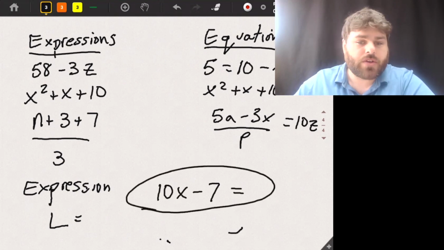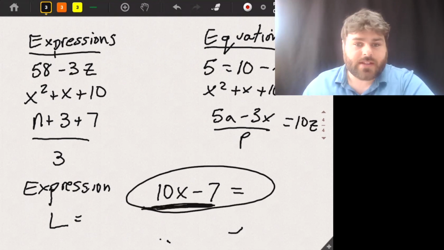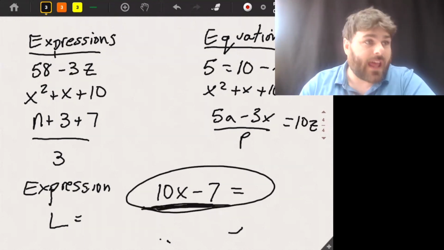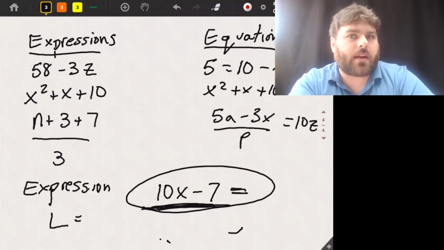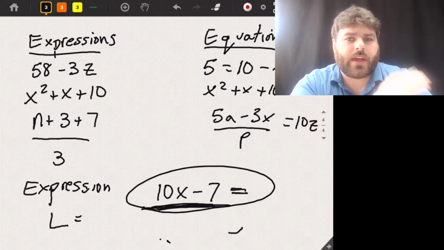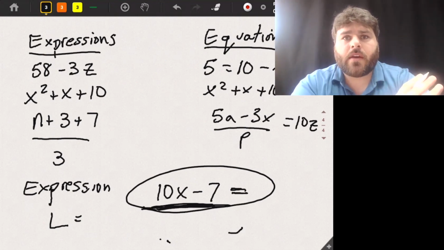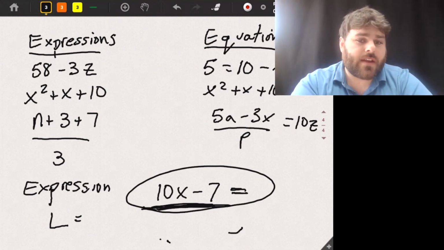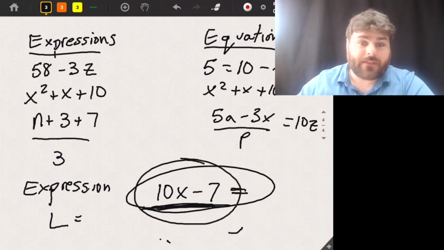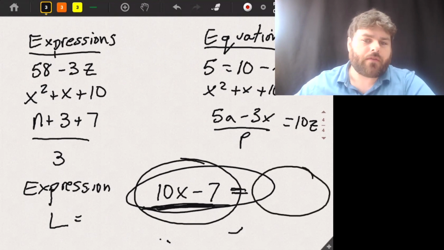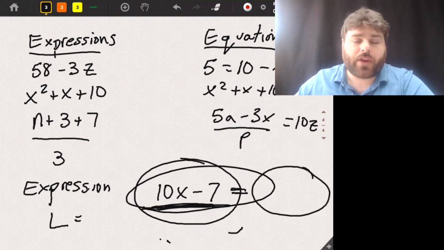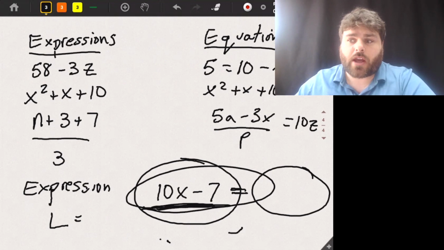I don't want you to think that, oh, just because I saw an equal sign, that means it's an equation. There's a left side, right? You can see the left side, that 10x minus 7 is on the left side, and then you've got an equal sign. Now when I say left side and right side, what am I talking about? I'm talking about the equal sign is in the middle, okay? Equal sign is in the middle. The left side of the equation is anything that's over here on the left side of the equal sign, and the right side would be anything that's over here on the right side of the equation. So the middle is always the equal sign when we're talking about equations.